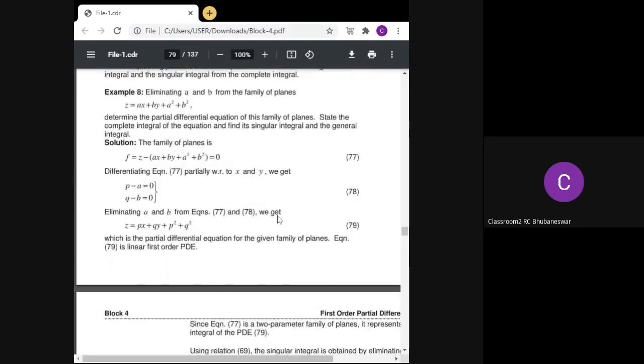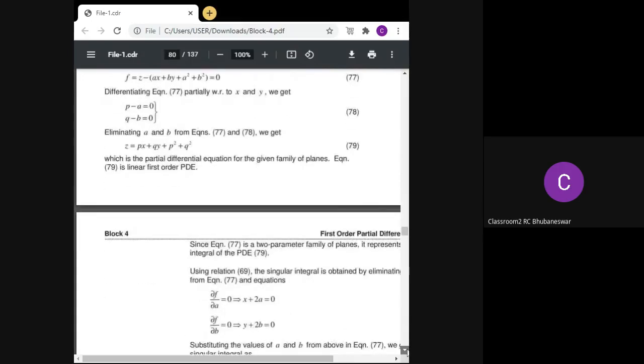Here, one of the examples given in example number 8, the family of planes, that means the complete integral, is given. Now we are differentiating with respect to x and y. We are able to eliminate the parameters a and b in terms of p and q. So this expression is the partial differential equation of the family of planes, and this is clearly a first order linear partial differential equation.